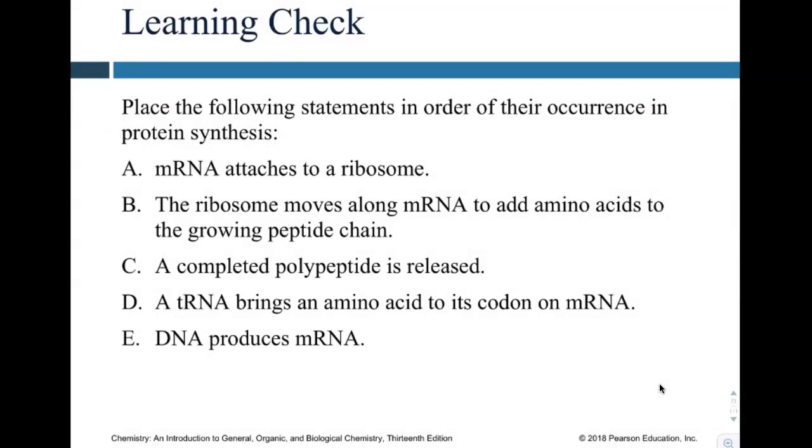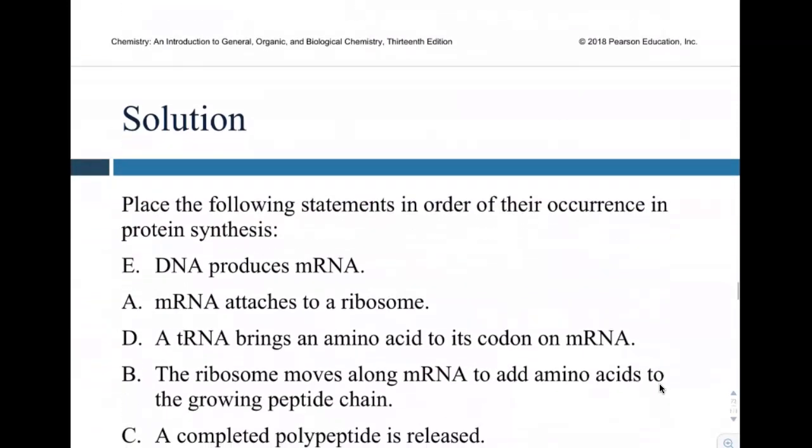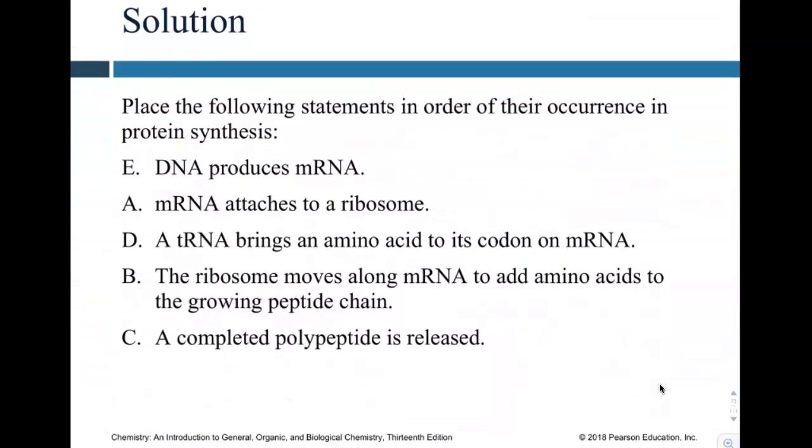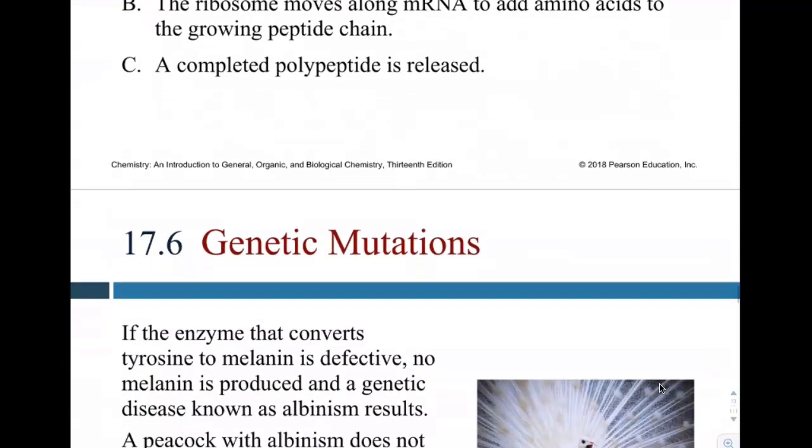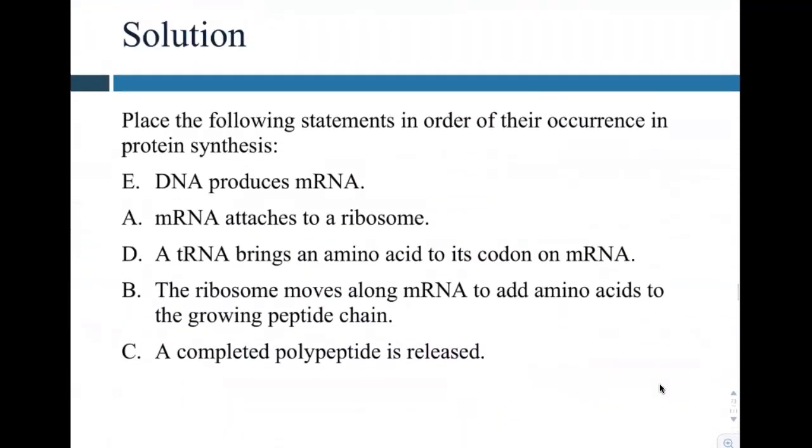So see if you can look at these and put A through E in order as far as protein synthesis goes. So pause and do that. All right, here's your order. You should have gotten E first. You have your DNA make mRNA, and then your mRNA attaches to a ribosome. That tRNA brings an amino acid to the mRNA in the ribosome. Then the ribosome moves along, translocation, and then you have your polypeptide released. And then you have your protein being built from that polypeptide into your secondary, tertiary, quaternary structures.